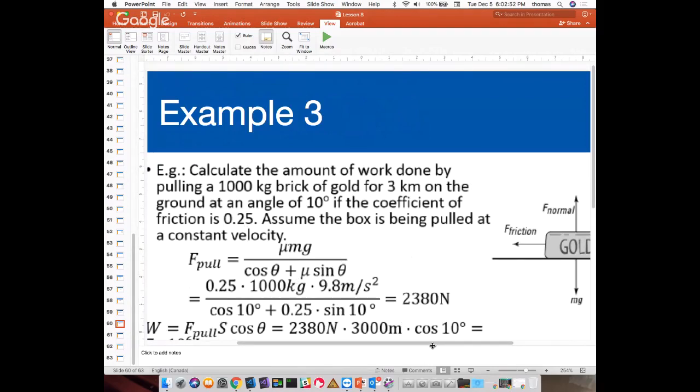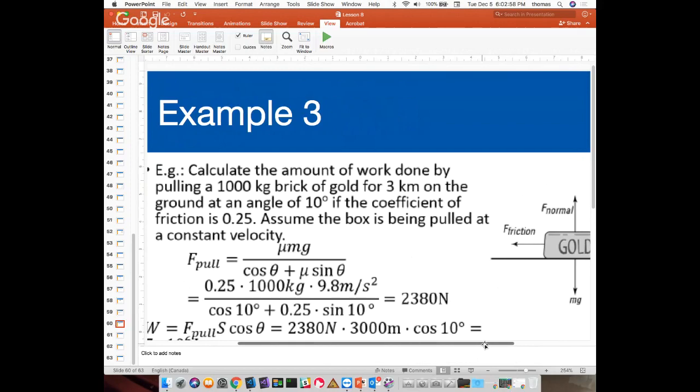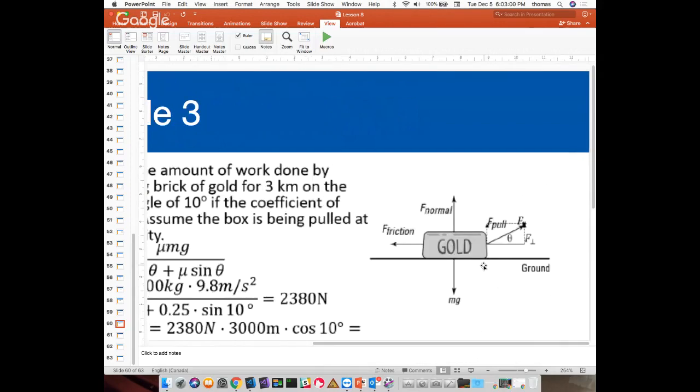Okay, here we have a different problem, right? Slightly different. So we're trying to figure out, calculate the amount of work. So again, it's W that we're trying to figure out, right? So again, here's the free body diagram. We have our friction. Now remember, even though it looks like a free body diagram, we're talking about work or energy of a system. It's not really a particle anymore. It's a system. So the system that I'm moving is this gold brick, right?